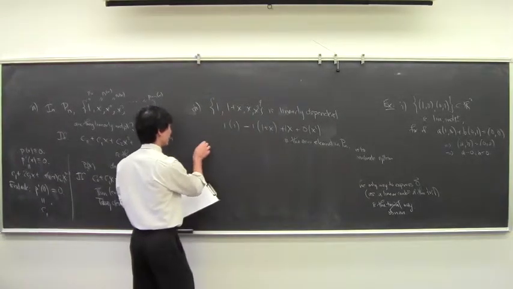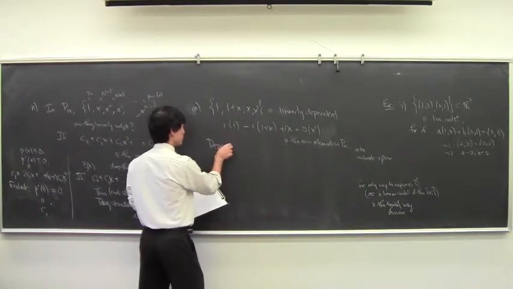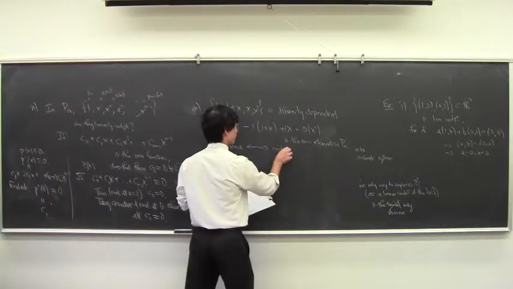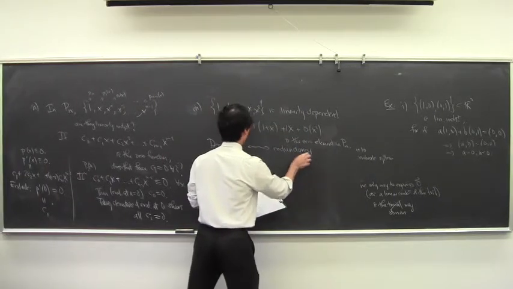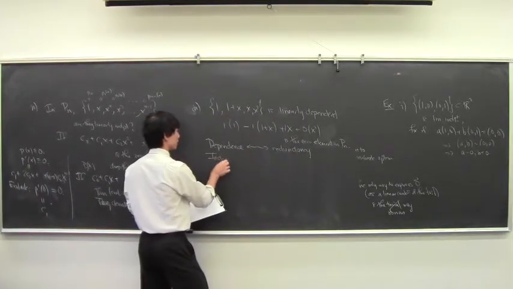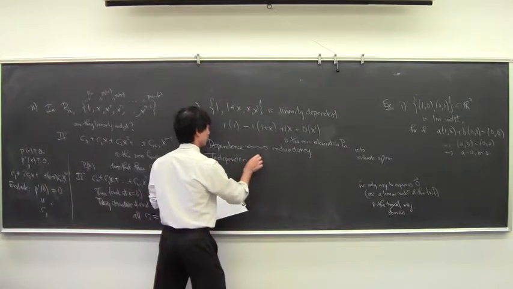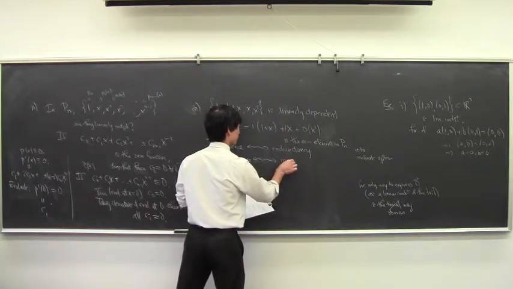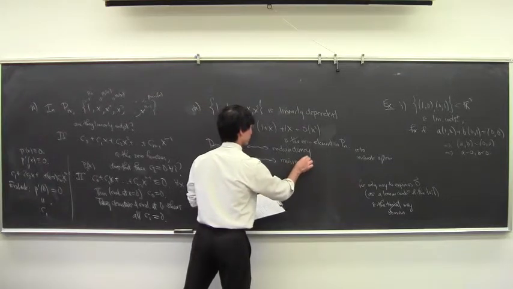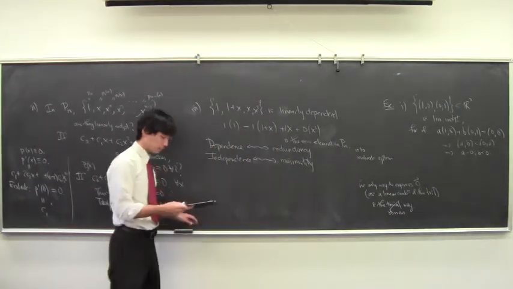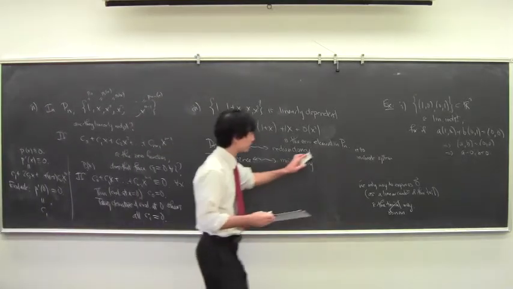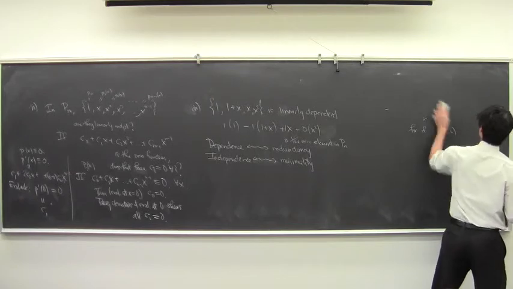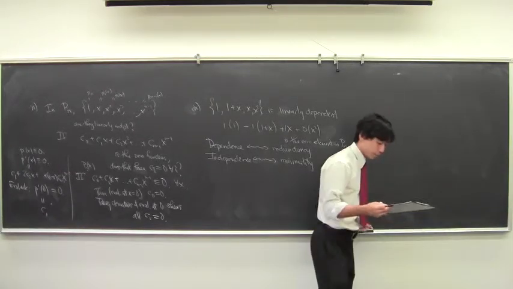Okay. So just to say it again, dependence is some sort of redundancy. Independence is, of course, the opposite of that. Independence is some sort of minimality.